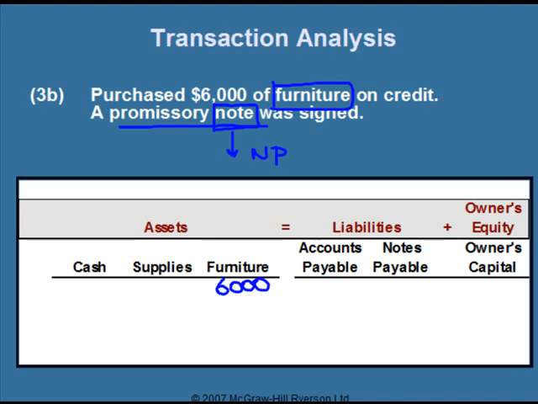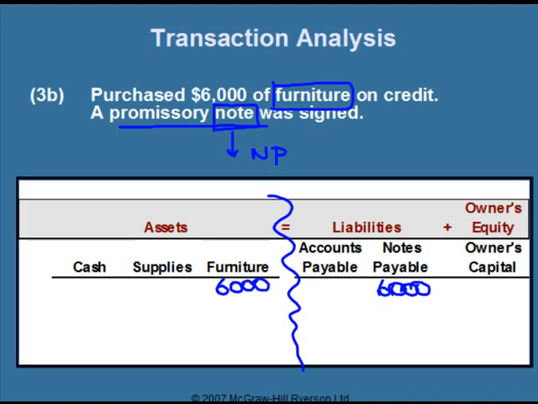We're also going to put the $6,000 under the notes payable account. Remember, notes payable is a debt. So this is something that the company has to pay for sometime in the future. When you purchase something on credit, your debt goes up, so that number is also increasing.